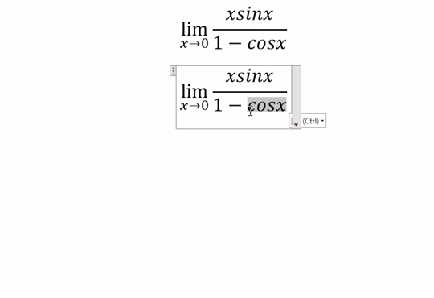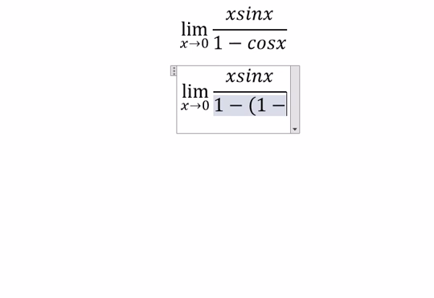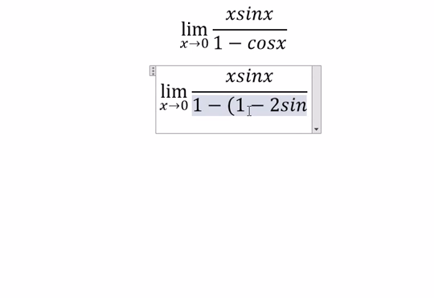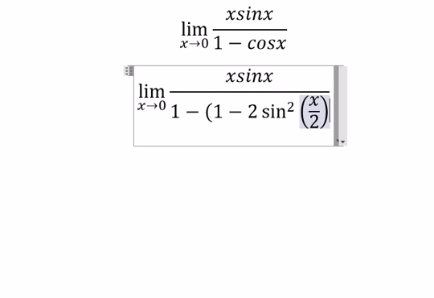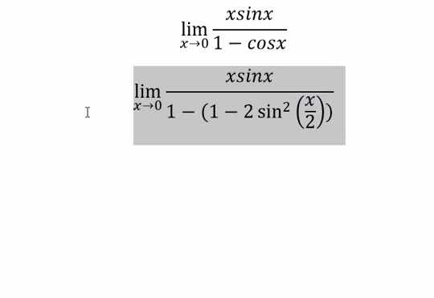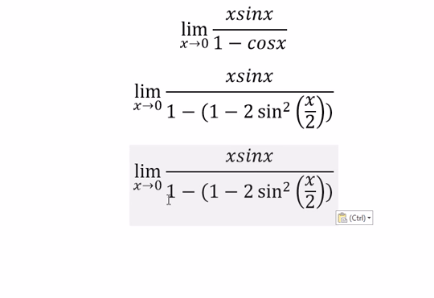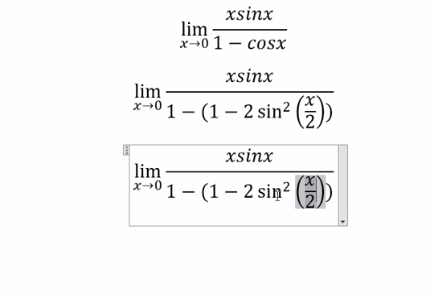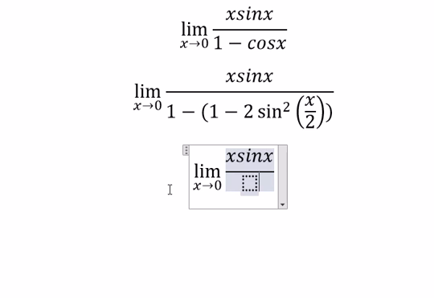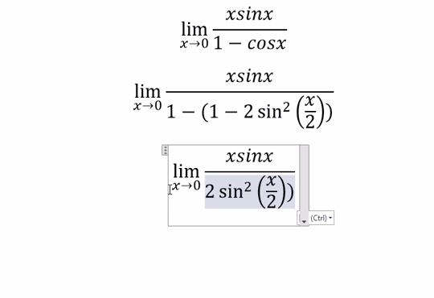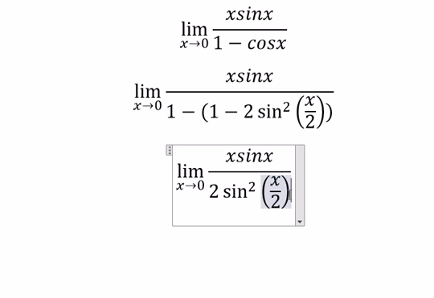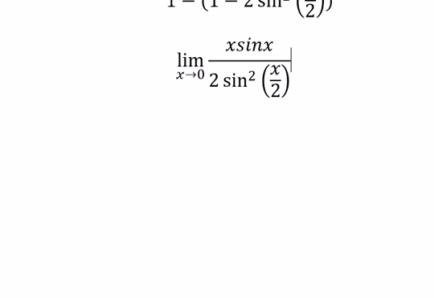About cosine x, we can put 1 minus 2 sine squared x over 2. So in this situation, 1 minus 1, they will cancel. Negative with negative, you get the positive in here. And this is the first step.